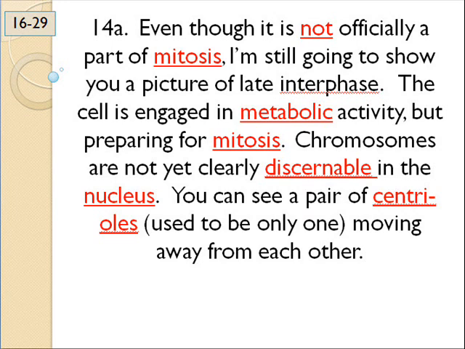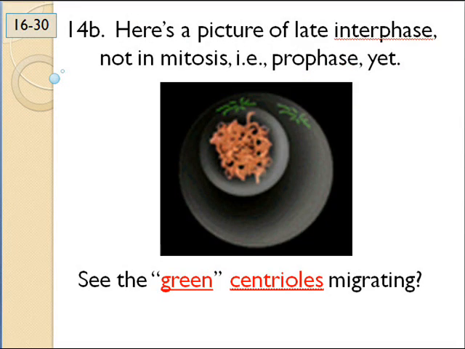And that is perfect. This is an artist's depiction of late interphase. I can't see chromosomes. I just see like a bunch of spaghetti inside here. See the green thing right there? Now that used to be one. And they're starting to go apart. So that is late interphase. You see those centrioles starting to migrate toward the poles.